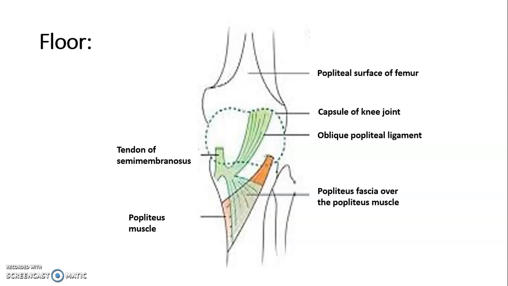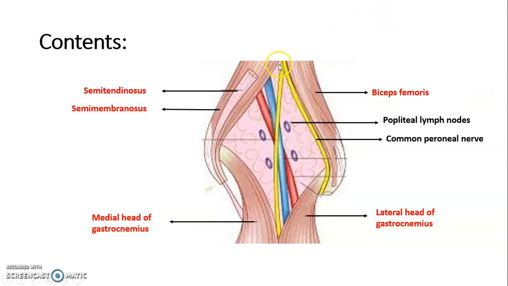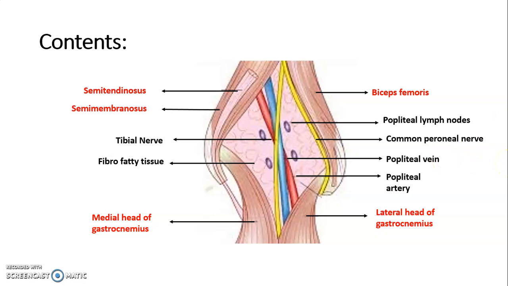Now that we are done with the roof and floor of the popliteal fossa, let's move to the main contents of the popliteal fossa. You can just see this is the popliteal fossa with its boundaries. The contents include lymph nodes, popliteal lymph nodes, then common peroneal nerve. This is the common peroneal nerve, which traverses along the medial border of the biceps femoris muscle. Then we have popliteal vein, popliteal artery, tibial nerve, and fibrofatty tissue. All these comprise the contents of the popliteal fossa.